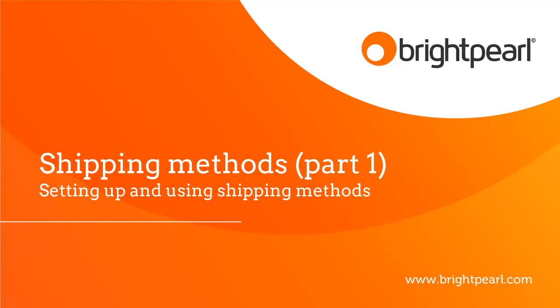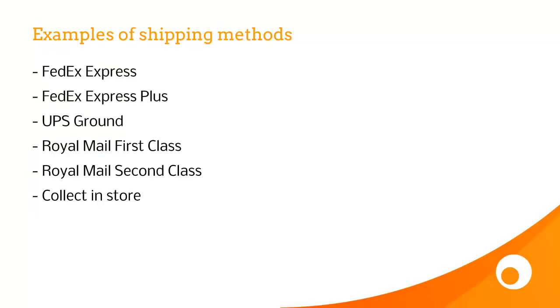We're now going to take a look at shipping methods, and in this video we're going to set up shipping methods and use them when processing a sales order. So, just so we know what we're all talking about, these are typical examples of shipping methods we might set up in Brightpearl. Brightpearl doesn't have the concept of carrier being separate, so we generally put the carrier name in the front of the shipping method, so FedEx, UPS, and Royal Mail for example.